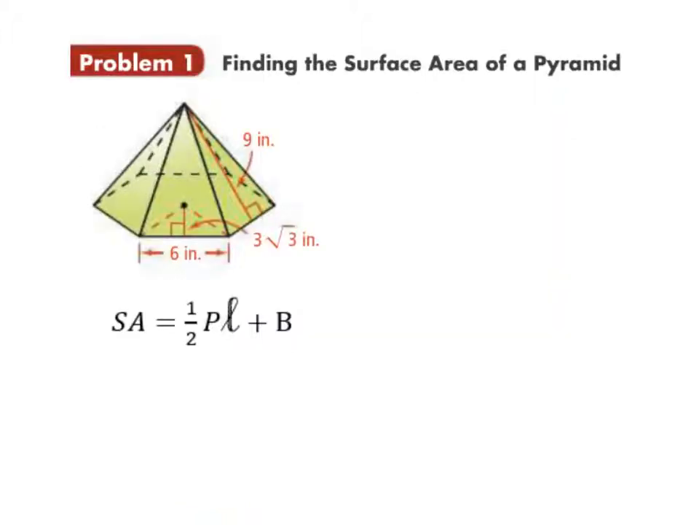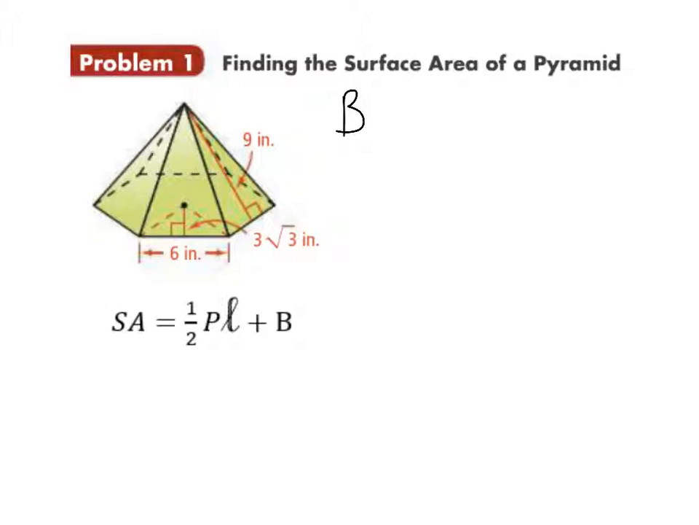Here's an example of a hexagonal pyramid. The base is a hexagon. I know that I'm going to have to find the area of the base for my formula, so that's really where most of the work happens. So let's go ahead and work on the area of the base.